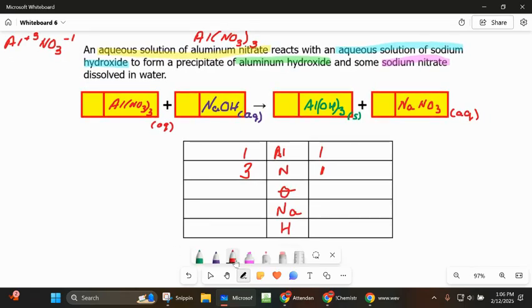Okay, next is sodium. All right, Claire, how many sodium on the reactant side? 1. How many on the product side? Okay, good. How many hydrogen on the reactant side here, Alan? 1. How many on the product side? 3. Okay, so we've got a couple of things that we need to balance. We've got nitrogen and we've got hydrogen. That's it. Which one would you like to start with, Linda?